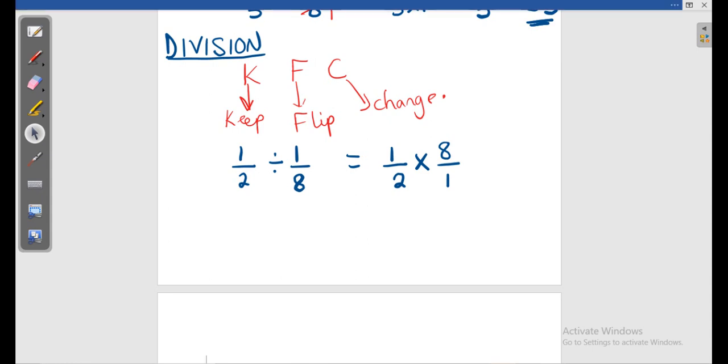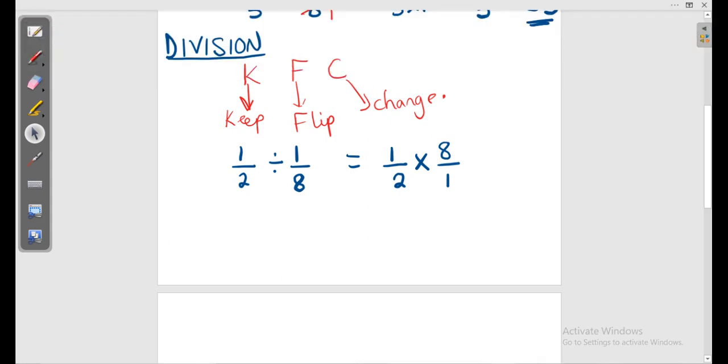So looking at this, we can easily cut out. So 2 here, 1, 2 here, 4. And that will give us 1 times 4 over 1 times 1, which equals 4 over 1, and that is 4.